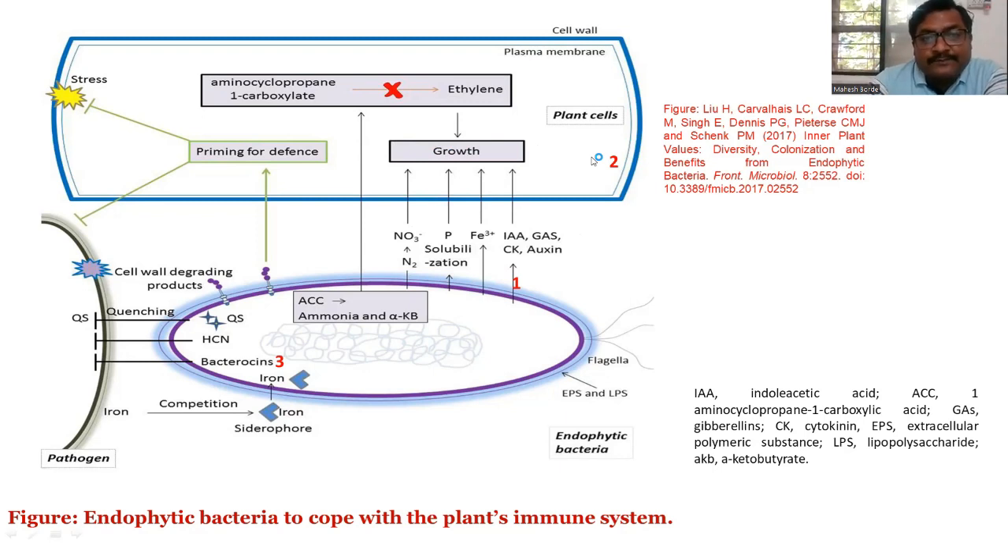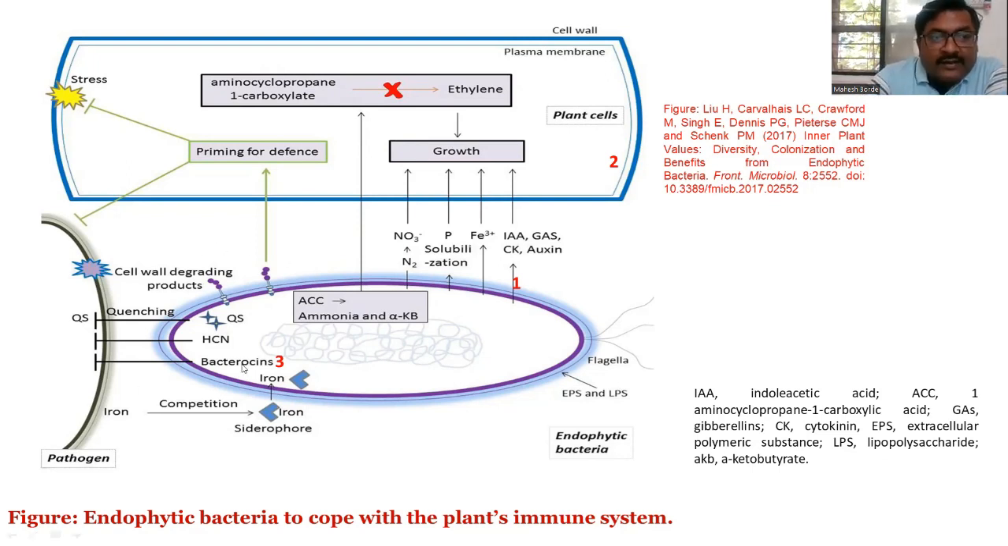Second thing is that the aminocyclopropane-1-carboxylate (ACC) produced in the plant is a precursor of ethylene. This ACC is taken up by the bacteria, and the ACC deaminase produced by the bacteria converts ACC to ammonia and alpha-ketobutyrate. And this ammonia is taken up by the plant. So the production of ethylene is less, which ultimately lowers the stress condition.